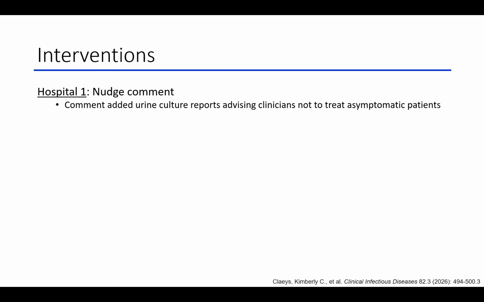So what were the strategies? Hospital 1, the nudge, they just added a urine culture report comment advising clinicians not to treat asymptomatic patients. So when you get your report back, it says E. coli greater than 100,000 CFUs per mil. If your patient doesn't have symptoms, don't treat them.